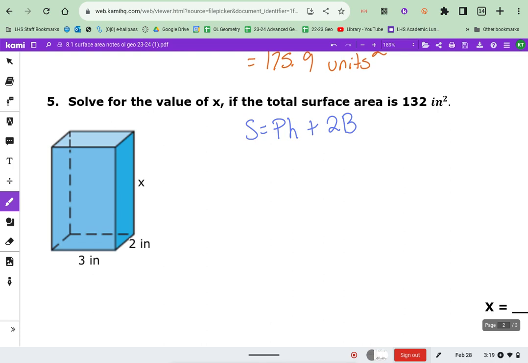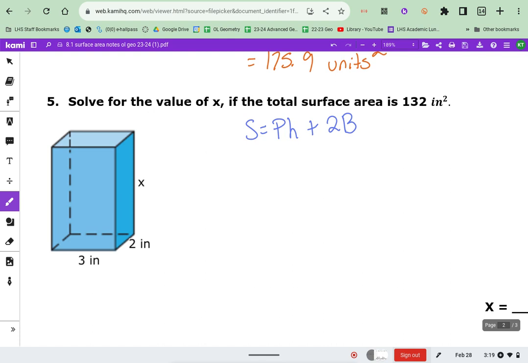So whichever side you choose to be the bases, like if you choose the left and right to be the base, then your height is the distance between them, because height's always the distance between your bases. So if you pick the top and the bottom to be your base, the height would be the up and down, because that's the distance between your bases. Yes, you can do that.